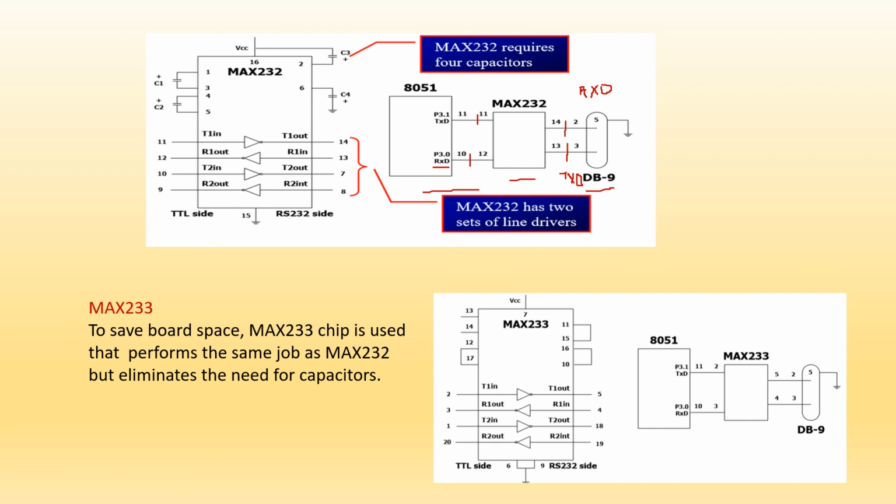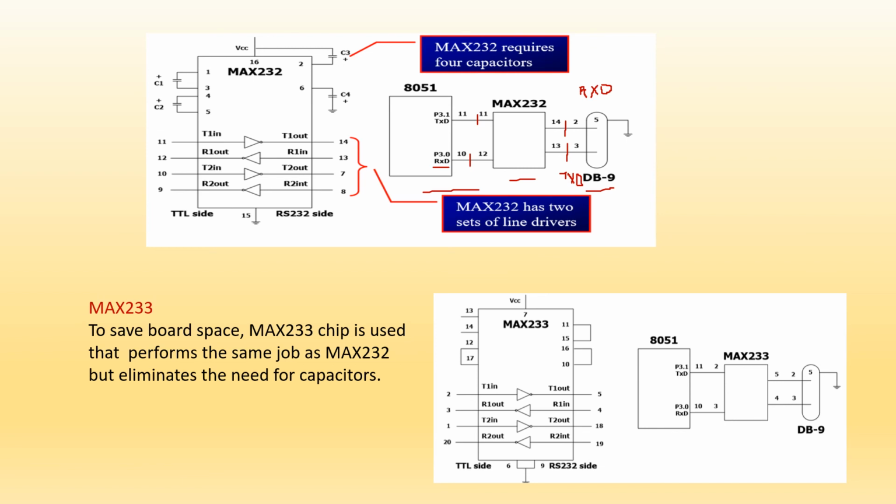Okay. Similarly, for receive data, pin number 3 of the RS232 connector, that is DB9, is connected to pin number 13, the R1 input of MAX232, and the R1 out of MAX232, that is pin number 12, is connected to port 3.0, that is the RxD pin of the AT51. This is how we are connecting the AT51 to the RS232 via the MAX232 IC.